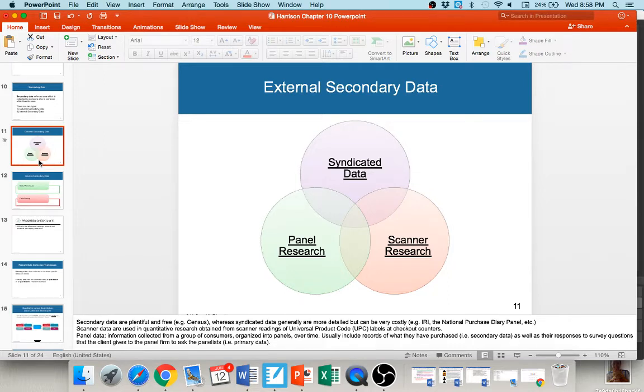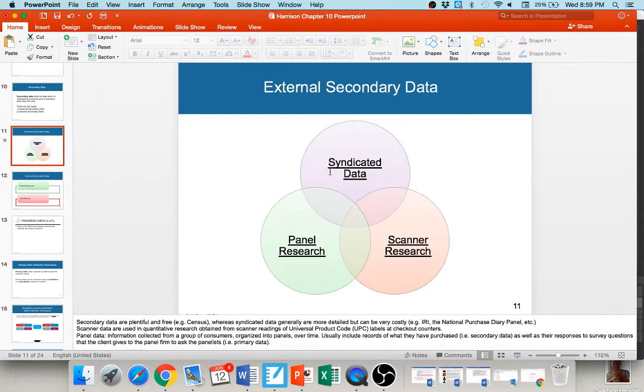So typically, as you're looking for external secondary data in general, you usually find that it's free and really easy to find, such as like census information you might be looking for online. Whereas something really specific like syndicated data as a form of external secondary data, syndicated data is usually a lot more detailed and usually a lot more helpful, to be honest, to your research. But you do typically have to pay for it, and it's usually pretty expensive. You're usually purchasing it from someone like IRI or the National Purchase Diary Panel, something like that.